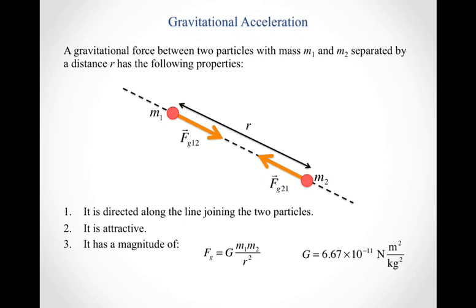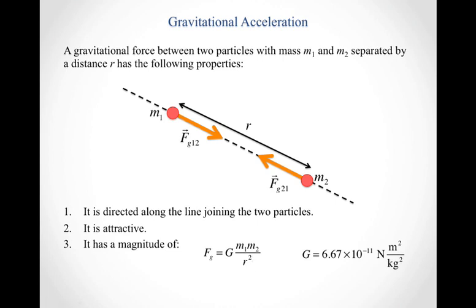So the universal law of gravitation told us that the gravitational force acting between any two point particles is given by the following set of rules. The force is directed along the line that joins the two particles, it's attractive, and it has a magnitude given by the equation Fg equals big G times mass 1 times mass 2 over the distance between them squared.